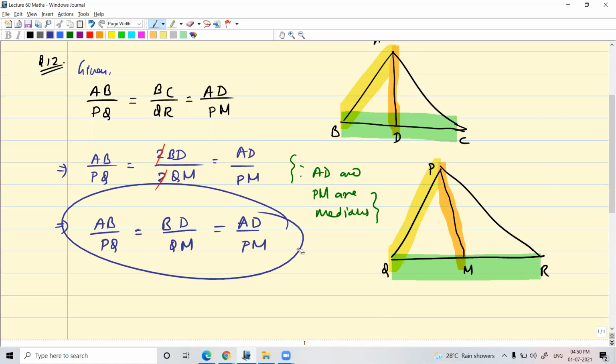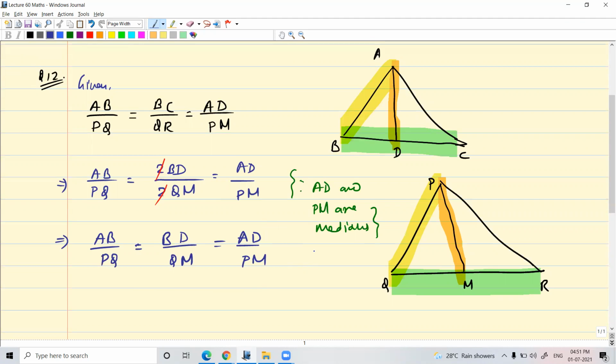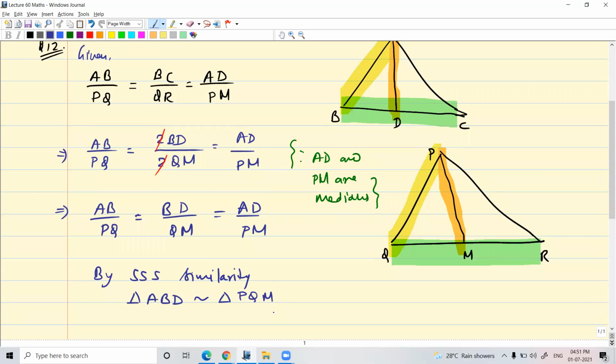Now, what does this condition tell us? By SSS similarity, what will happen? Triangle ABD will be similar to triangle PQM. Is that right or not? And by CPST, what can we say?